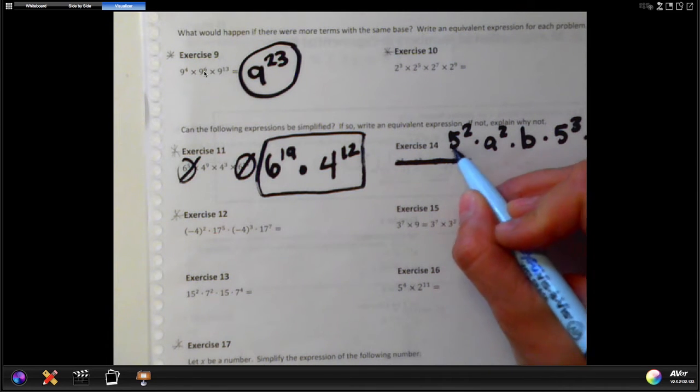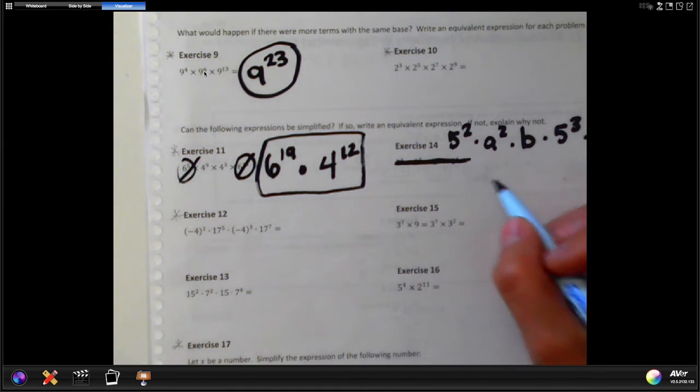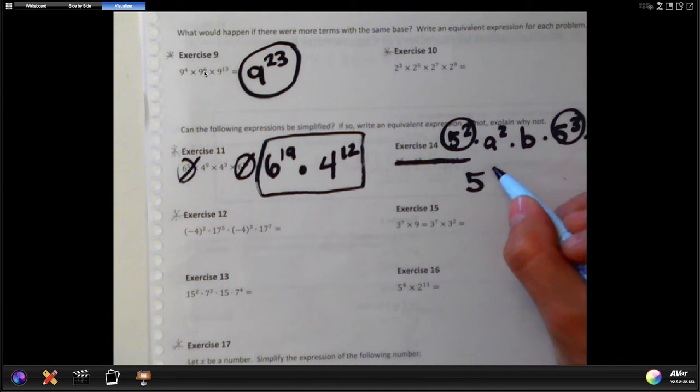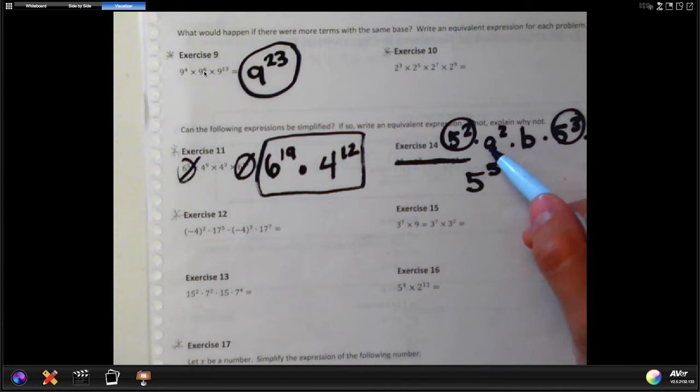So 5 and 5, there are 2 of those. We're going to keep that base, and we'll add the exponent. So we should get 5 to the 5th. Now, the first thing that's different here is there's not another a base. So if that's the case, this still has to go on your answer, but there's nothing to add to it. So a to the second power is just going to stay the same.